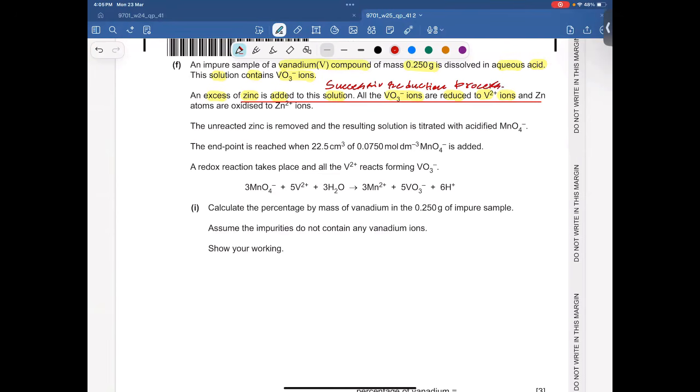Okay. The unreacted zinc is removed through filtration, obviously. And the resulting solution is titrated with acidified manganate(VII) ions. Manganate(VII) ions are basically an oxidizing agent. The end point is reached when this volume and concentration of manganate(VII) ion is added. A redox reaction takes place and all the V2+ reacts, forming VO3- ions.